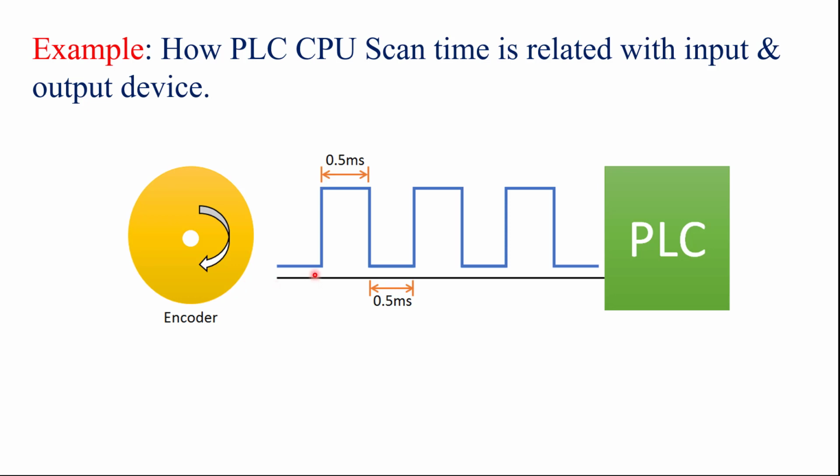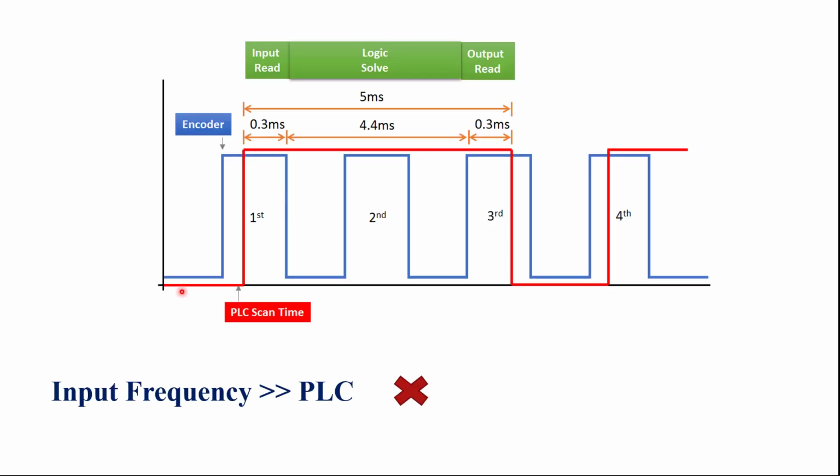The frequency of the encoder is 1 millisecond and the scan time of the PLC is 5 milliseconds. Here we see the scan time of the PLC. As I have already told, this is the first scan cycle and this is the second scan cycle of the PLC. The PLC scan cycle we assume is 5 milliseconds. So the total scan time of the PLC is divided into three parts.